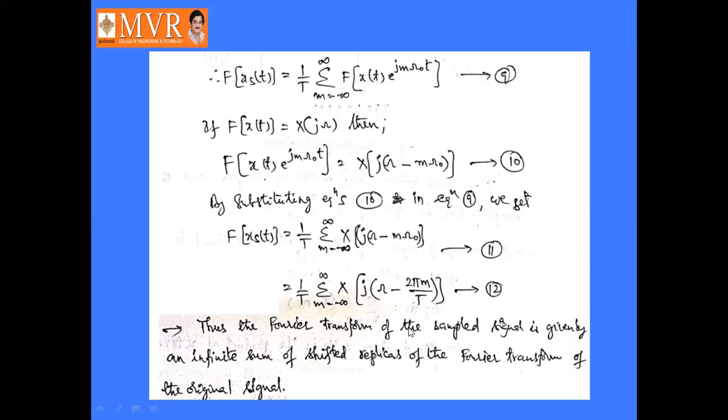Thus, the Fourier transform of the sampled signal is given by an infinite sum of shifted replicas of the Fourier transform of the original signal. So this equation can be represented as the Fourier transform of the sampled signal, that is Xs of j omega, is given by an infinite sum. This is varying from minus infinity to infinity. That's why we can say that it is an infinite sum of shifted replicas. So these are the shifted replicas of the Fourier transform of the original signal.